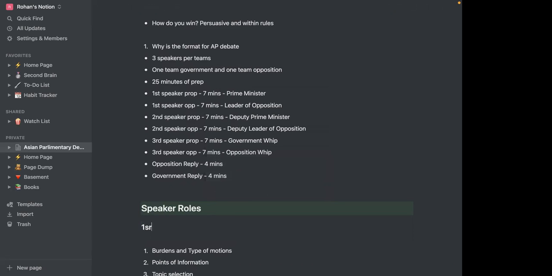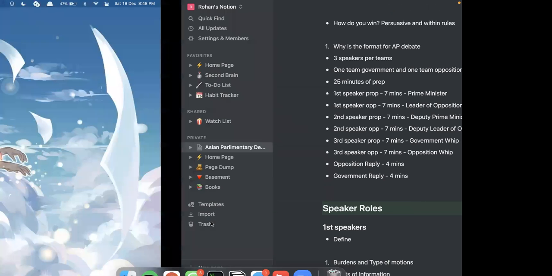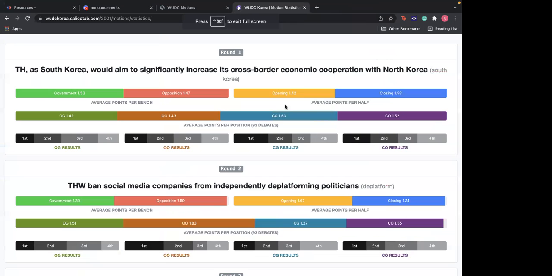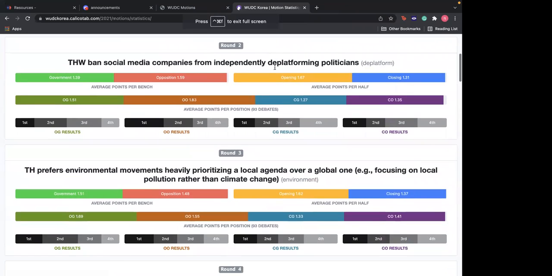A first speaker is supposed to do a few things. Number one, a first speaker is supposed to define the motion. What does define look like? So for example, let's go back to the deplatforming example I gave you within this debate. You need to explain what deplatforming is, and you have to do it in a manner that's A, true, but B, also slightly helps your side.